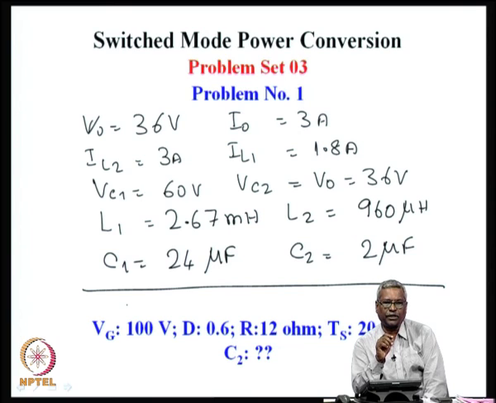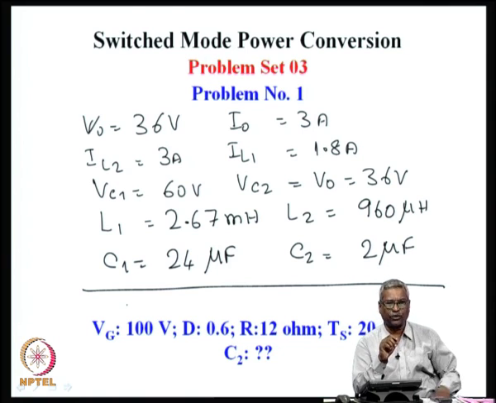The key to the analysis of any DC to DC converter for steady state operation is just volt-second balance on the inductors to find the voltage conversion ratio, and ampere-second or charge balance on the capacitors to find out the different current conversion ratios.